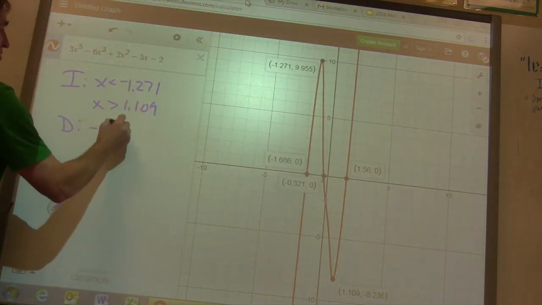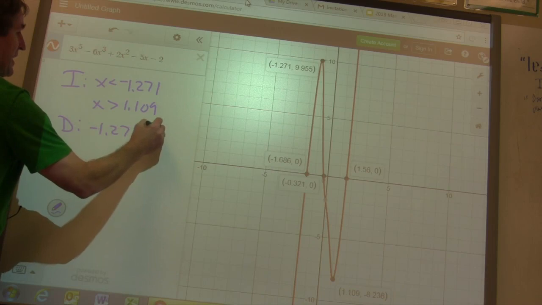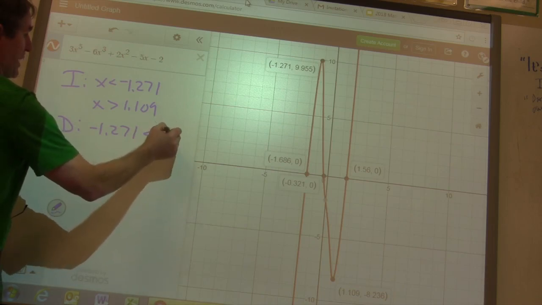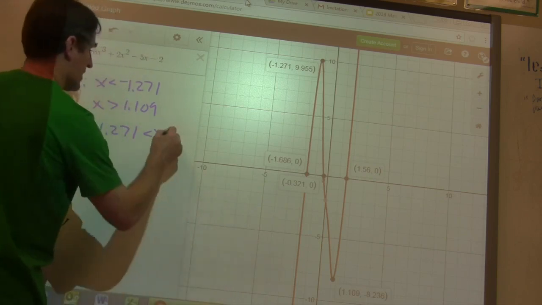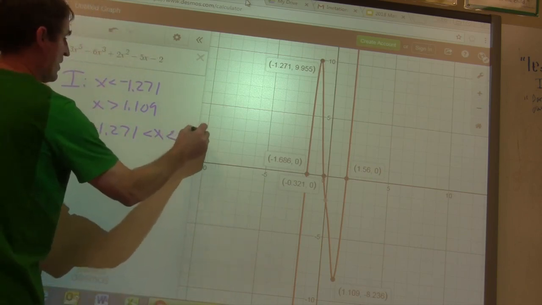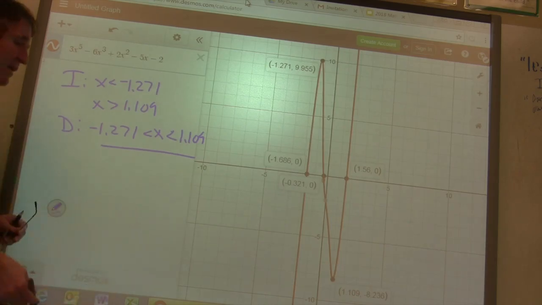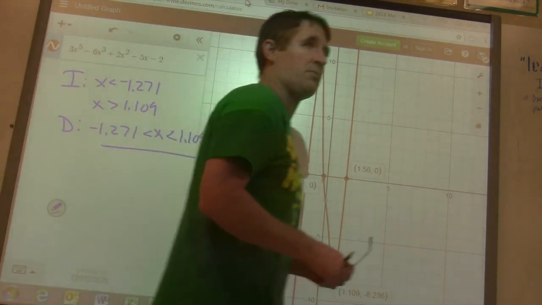So negative 1.271 is less than x, and when x is greater than that, and then when it's less than 1.109. So in between those, and you can again do it in words. So hopefully that helps. If you have any questions.